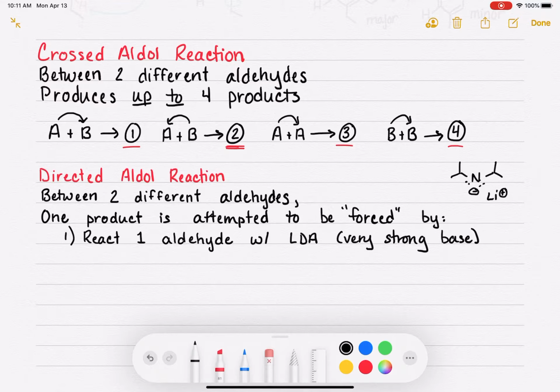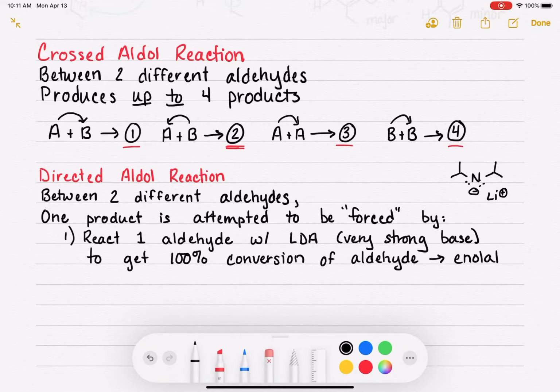And when you react an aldehyde with LDA, ideally you're going to get 100% conversion, no equilibrium, 100% conversion of that aldehyde to the enolate. So enolate. So let's say that we're reacting aldehyde A with LDA. That means that aldehyde A is going to turn into the enolate, and aldehyde A is going to be able to attack. But all of aldehyde A has turned into an enolate.